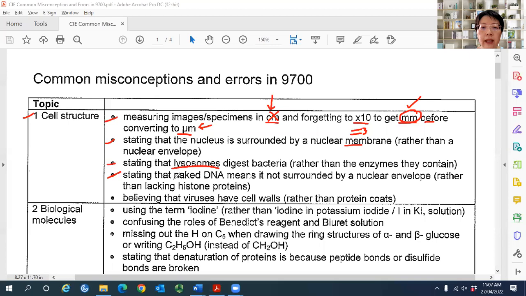Stating that naked DNA, so what's the meaning of naked DNA? Naked DNA means there is no histone protein; it isn't surrounded by histone protein. It doesn't mean that it is not surrounded by a nuclear envelope. So when you look at the name, you need to learn the meaning. Believing that viruses have cell walls. Virus has no cell wall; virus has a protein coat. Okay, so this is for chapter 1.